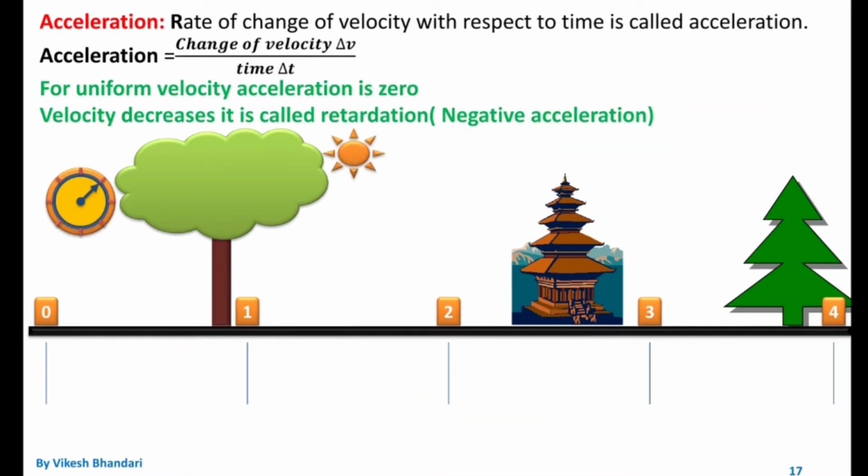For uniform velocity, the acceleration is 0. Okay, consider an object that moves at uniform velocity. For example, a car moves on a straight road and maintains a velocity of 30 km per hour, and he does not change that velocity of the car.